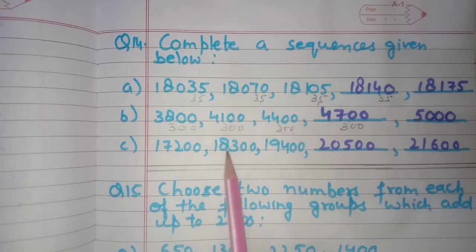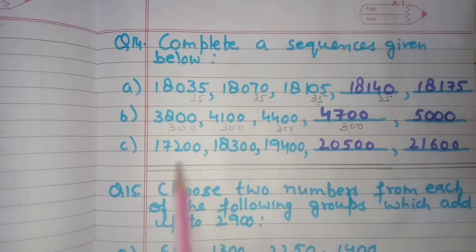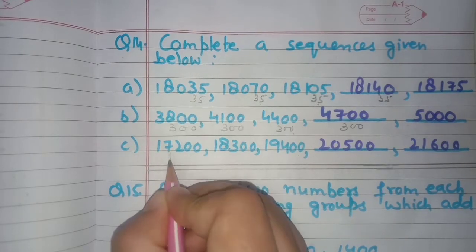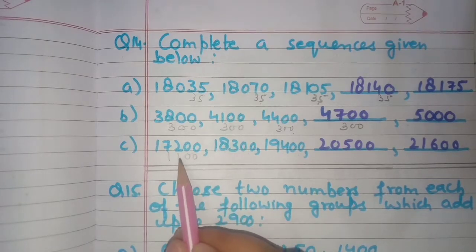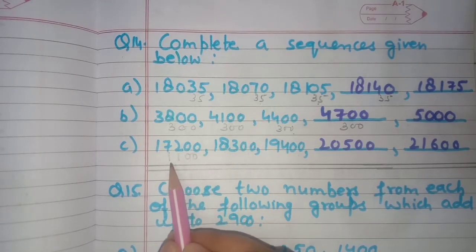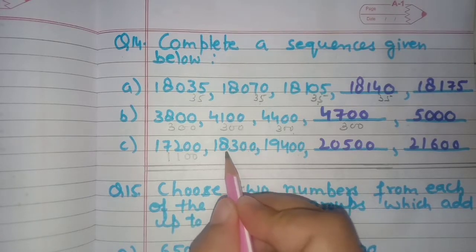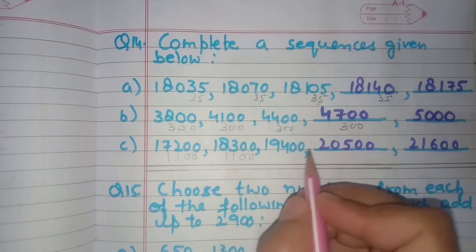17,200, then 18,300, then 19,400. Now, how have we got these numbers? So, what do we have to do? We have to add 1,100 to the given number. So, 17,200 plus 1,100, the next number will be 18,300. Then again, when we add 1,100 to this number, we will get 19,400.